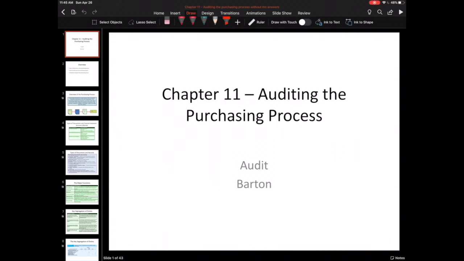Hi guys. So today we are going to do chapter 11, which is auditing the purchasing process. So this is sort of the second chapter where we're auditing various processes that happen in the company, right? Chapter 10 is auditing revenues. Chapter 11 is auditing purchasing. And then chapter 16 is the last chapter kind of this ilk that we're going to be doing, and it is auditing the cash investment process.